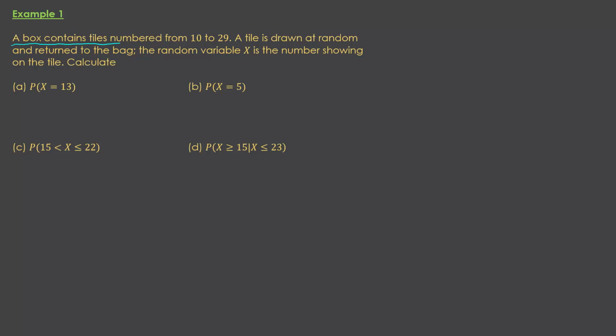A box contains tiles numbered from 10 to 29. A tile is drawn at random and returned to the bag. The random variable x is the number showing on the tile. We want to calculate the following, but before we do that, let's just consider this distribution.